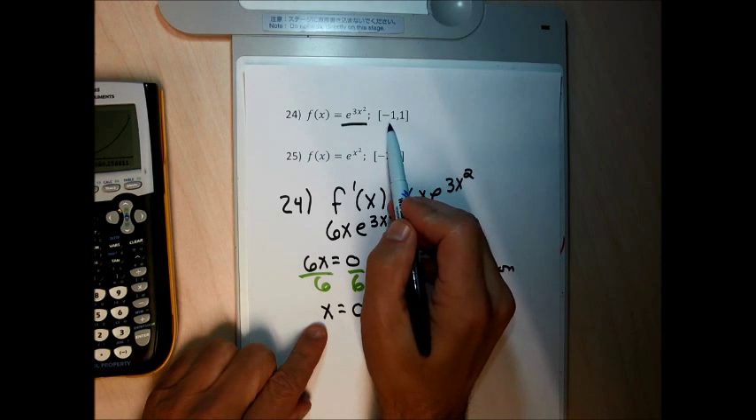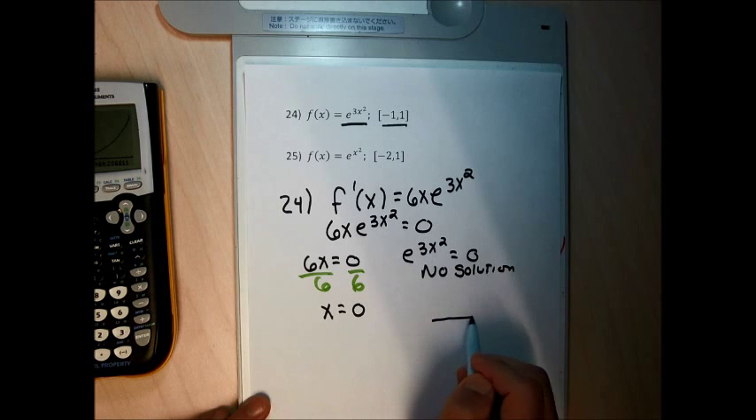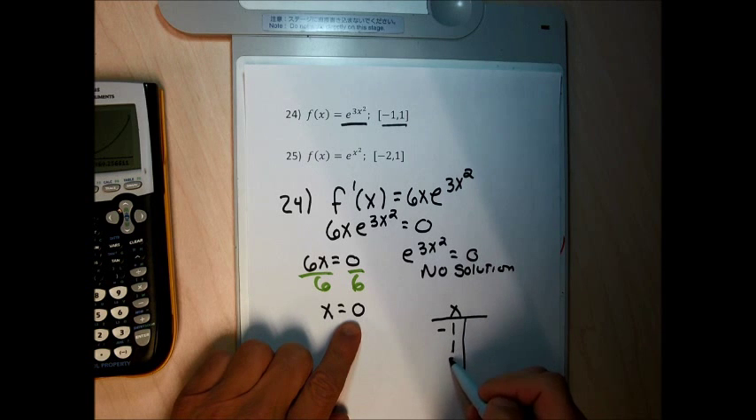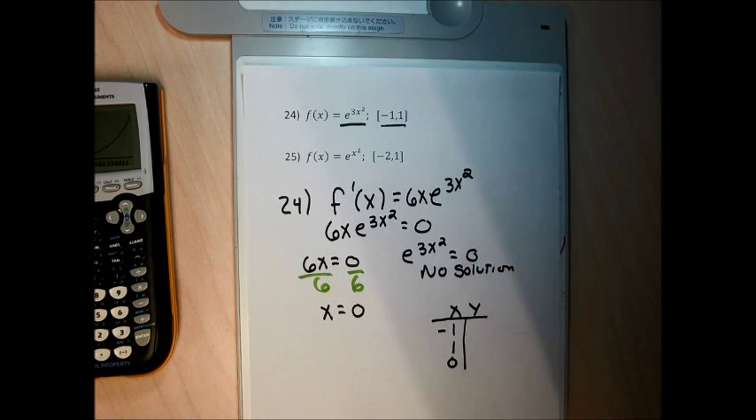Now I have to decide if the critical number is a critical number I need to consider. Well, the initial values of x's I was asked to consider were x equal to -1 and x equal to +1. Because 0 is between -1 and +1, it's a value of x that I need to consider. So there's 3 values of x I need to consider for maximum and minimum points.